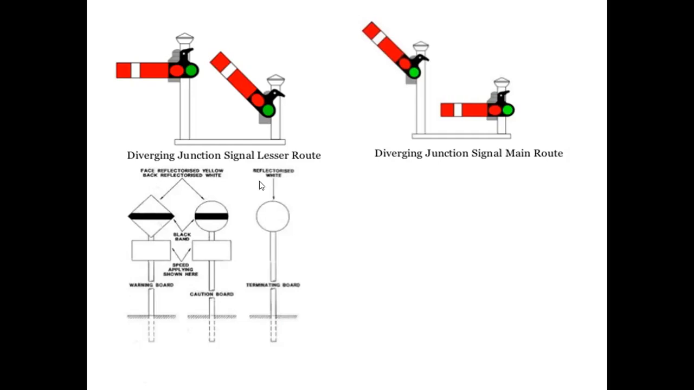In the circular plate, this indicates caution. These types of circular boards indicate a caution board. It indicates the speed applying shown here on the rectangle box, and these are the terminating boards which are reflectorized with white circular boards. These are the diverging junction signal for the main route.